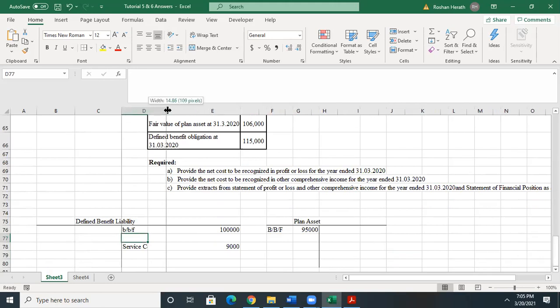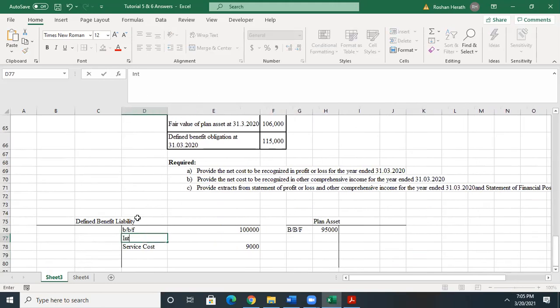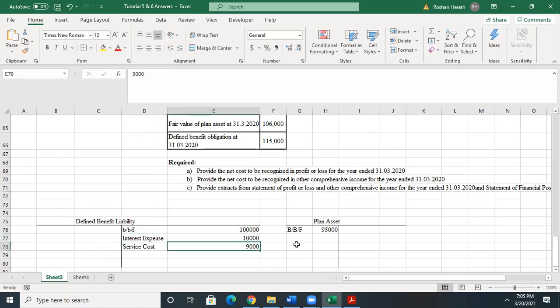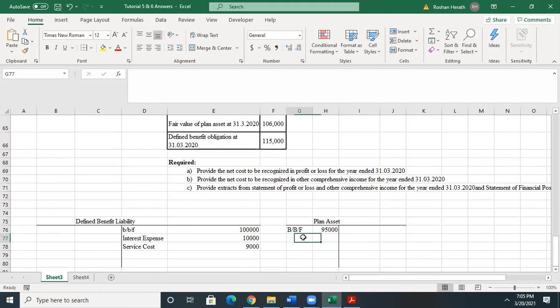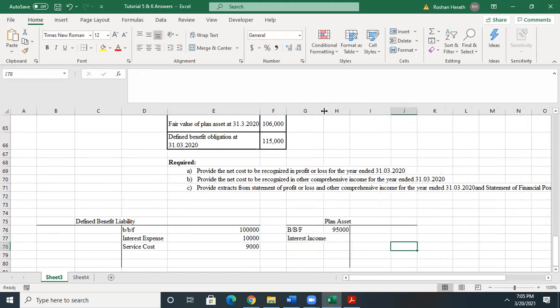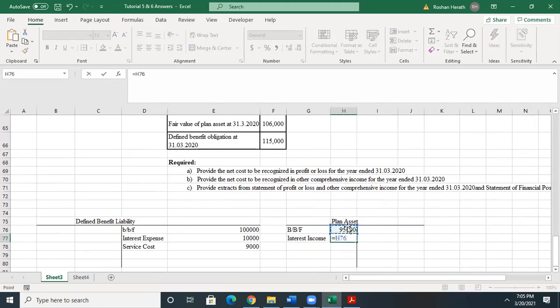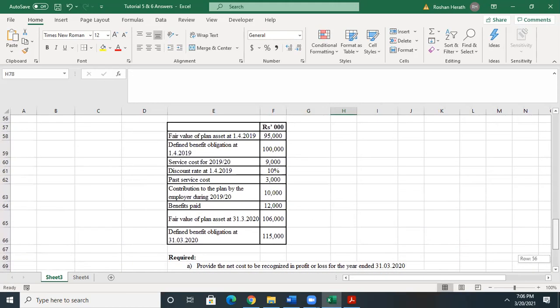If you have the discount rate, you know that it is for the purpose of interest computation. You can take the interest expense and apply that 10%. So this is the interest expense. Similarly, you can apply that to the plan asset as well and compute the interest income. It's 95,000, and as I told you, you have to apply the same interest rate. It's 9,500.